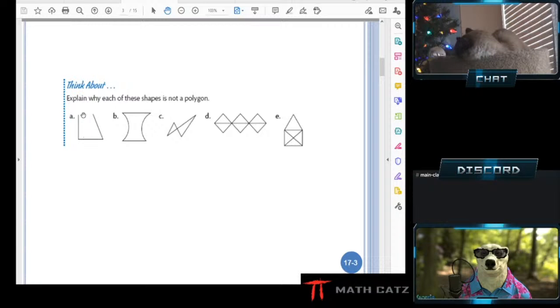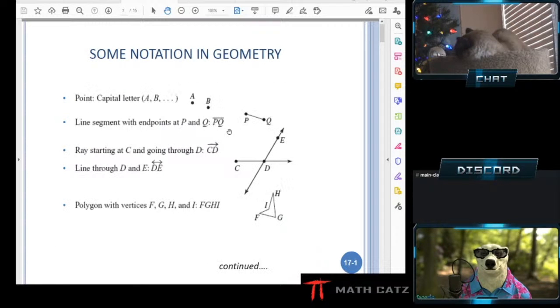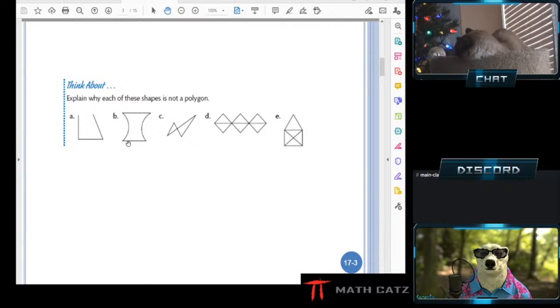So in A, you see there's a gap there. The line segments don't join end to end. The top two don't join together. Not a polygon. In B, it's not a polygon because those side lines are not line segments. Line segments are straight lines between 2 points. Not a polygon in B.